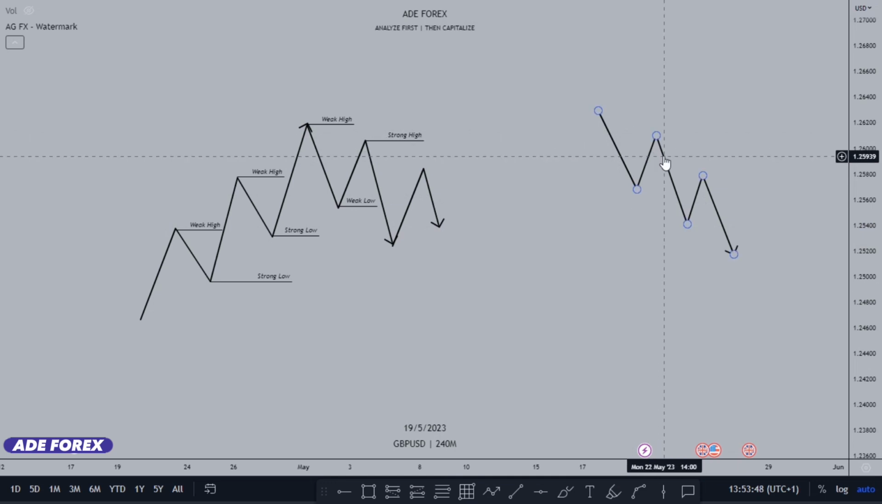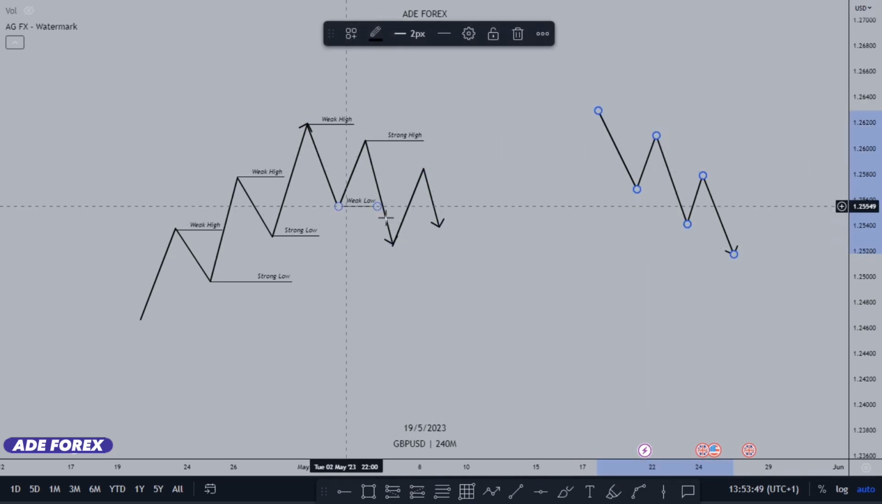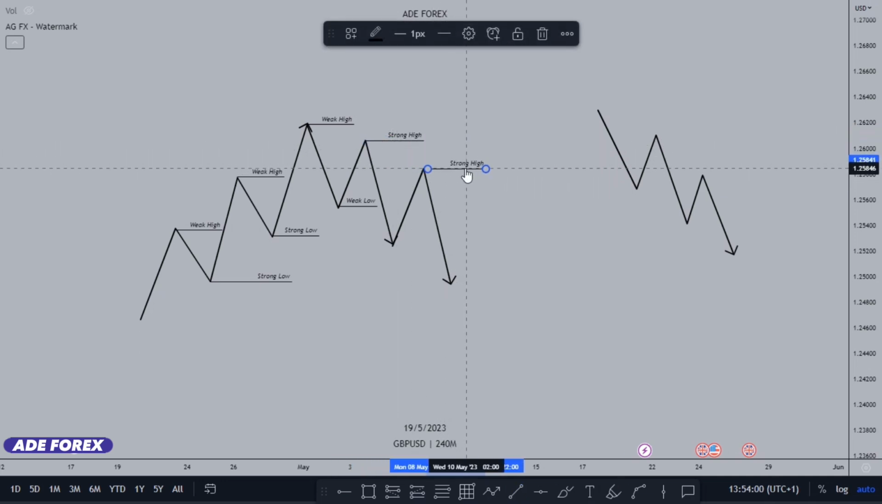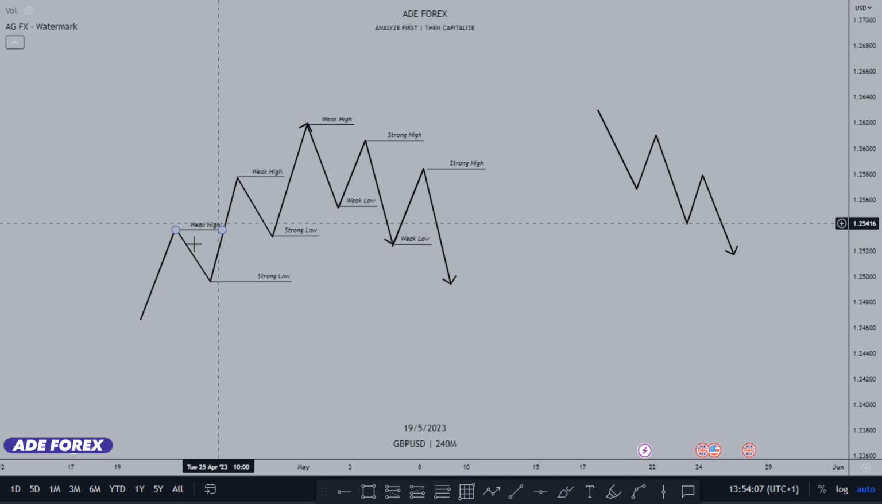I don't need to explain the bearish scenario because I've actually explained it right here too. So in the bearish scenario, what we have is strong highs and weak lows. In a bullish scenario, we have strong lows and weak highs. These highs are not strong enough to break a structure, to cause a trend change, or to break structures.